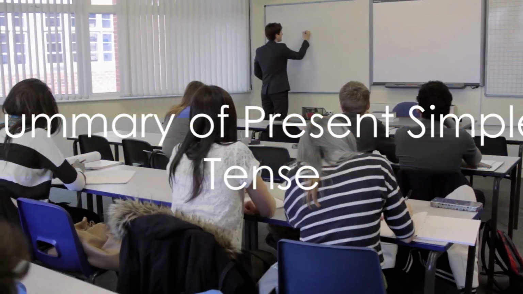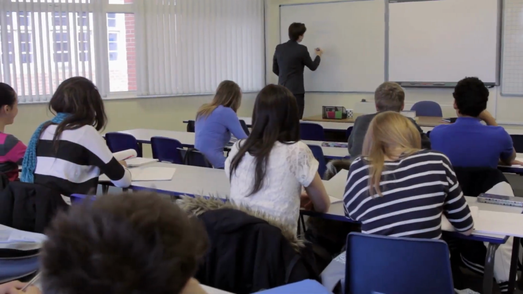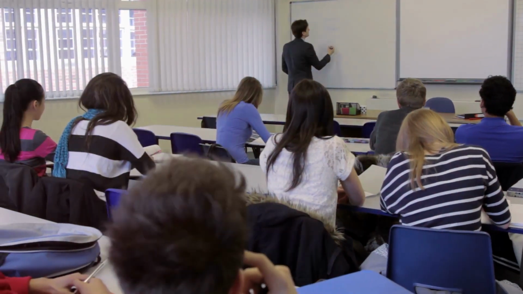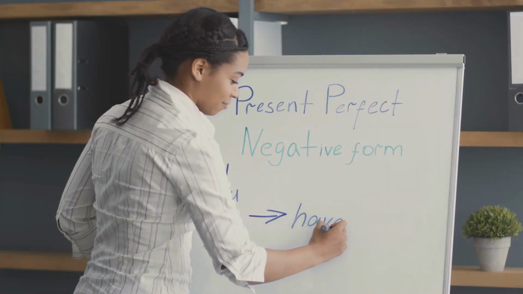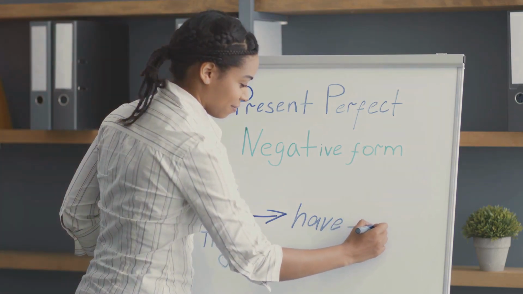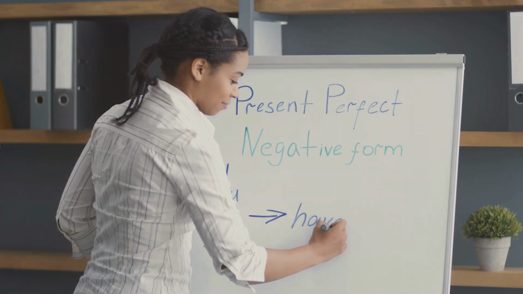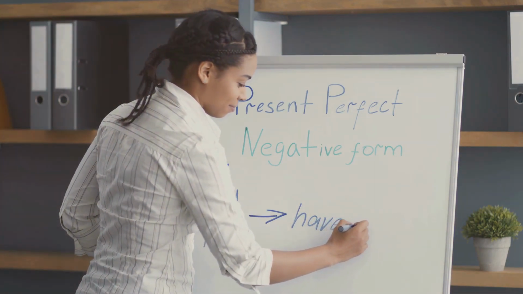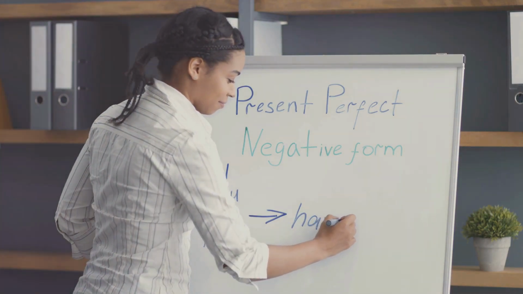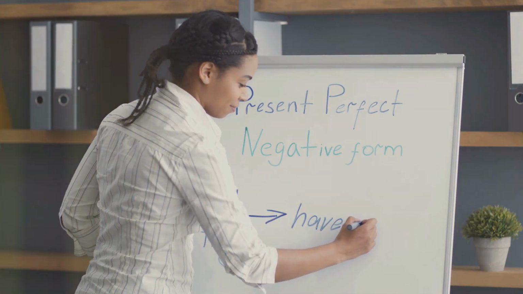So let's quickly summarize what we've learned about the present simple tense. It's used for habitual actions and universal truths. The base form of the verb is used with I, you, we, and they, while he, she, and it require an S or ES at the end of the verb. Exceptions apply for verbs that end in Y, and special cases like do and go. For negatives, we use do not or does not, and for questions we start with do or does.